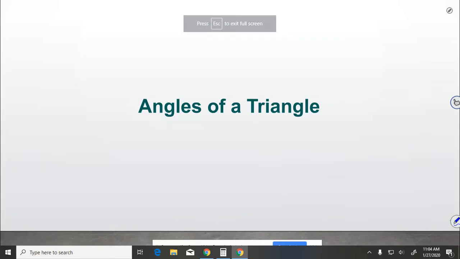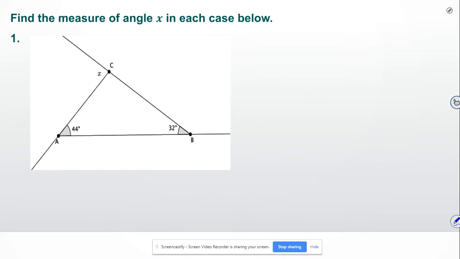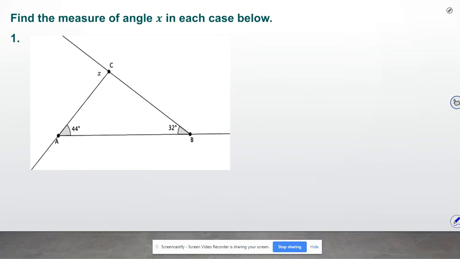All right, guys, today we're going to be looking at angles of a triangle. So we know that all the angles of a triangle add up to 180. We're going to use that idea to also find some exterior angles. So find the measure of angle x in each case below.